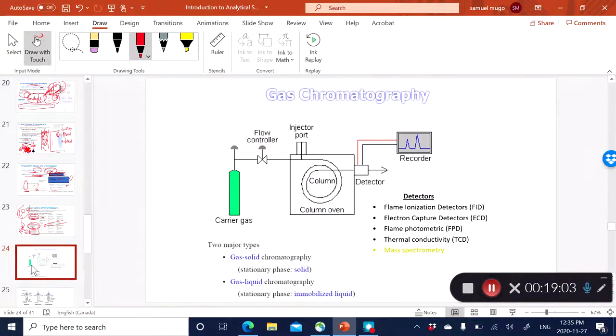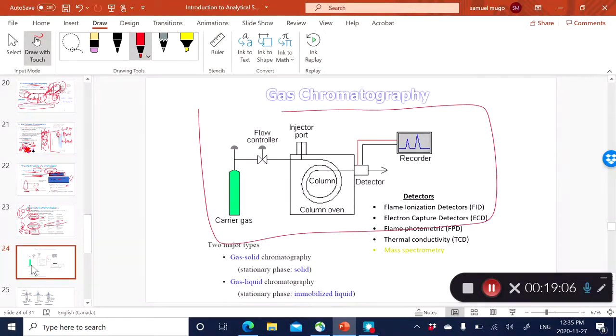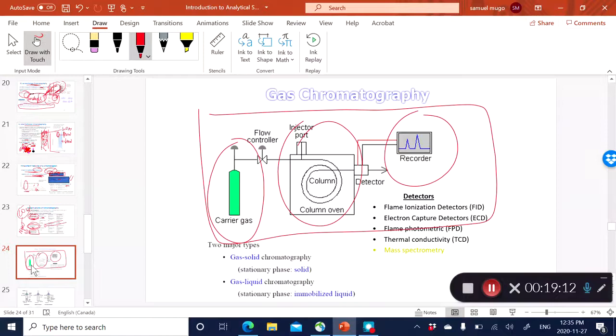So very quickly, gas chromatography, I'd like you guys to at least be able to remember all the components of gas chromatography. Of course, the heart of it is a column. And of course, the type of carrier gas or mobile phase that is typically used. And of course, you need a detector as well. And there are many types of detectors that you guys should be able to list.